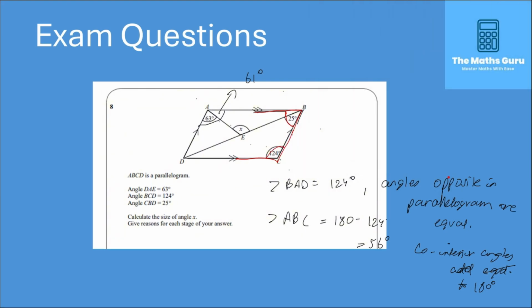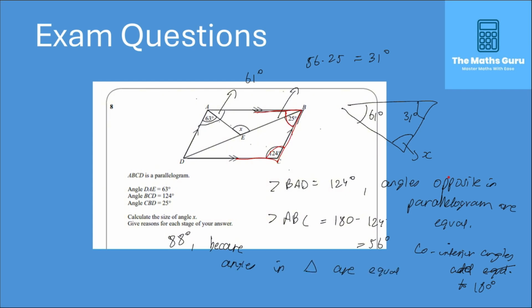Okay, moving on. We can then say that this small angle in the triangle is going to be 56 minus 25, which is equal to 31 degrees. Now we have our triangle as such, and we say 61 degrees here and 31 degrees here. And we're trying to work out our x. So 180 minus 61 minus 31 is equal to 88 degrees, because angles in a triangle are equal to 180 degrees.